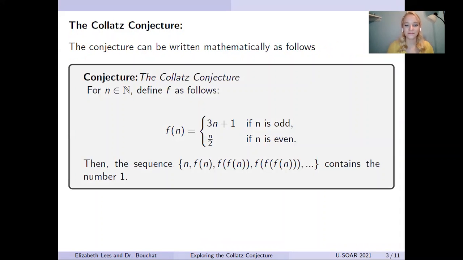So we can write this up mathematically. Basically all this says is, for n a natural number, we can define this function f of n equals 3n plus 1 when n is odd and n over 2 when n is even. And then the sequence n, f of n, f of f of n, and so on, contains the number 1.